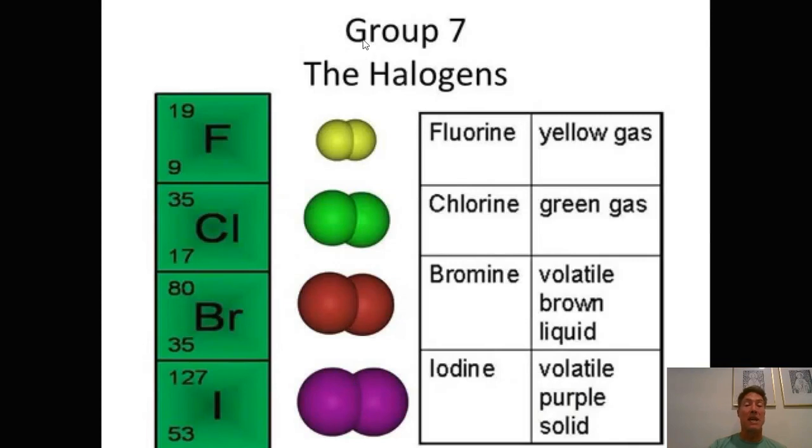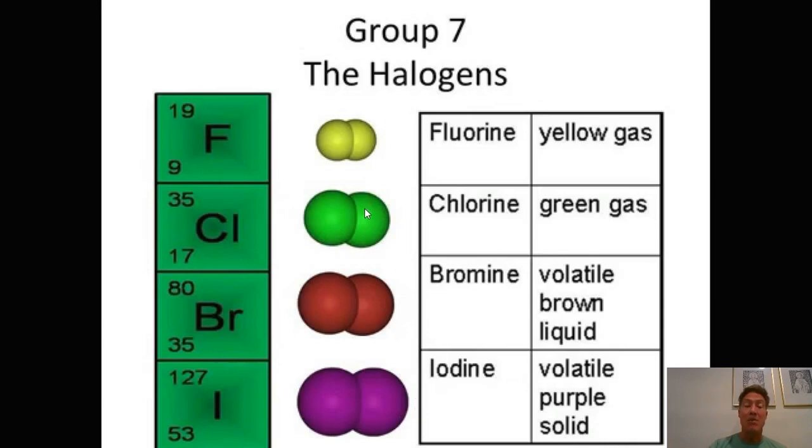And this is what explains a very curious property as we go down the halogens. Fluorine is a yellow gas. Chlorine, which is slightly bigger, is a green gas. Bromine, which is bigger yet, is a liquid. And iodine, which is bigger yet, is a solid. None of these are polar, right? These are all nonpolar covalent bonds between these diatomic molecules. So the only thing that all of these molecules have is London dispersion forces.